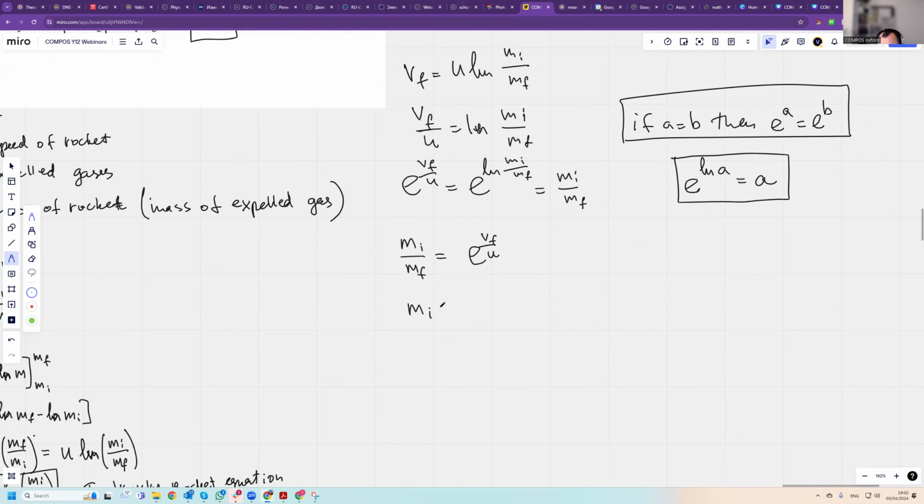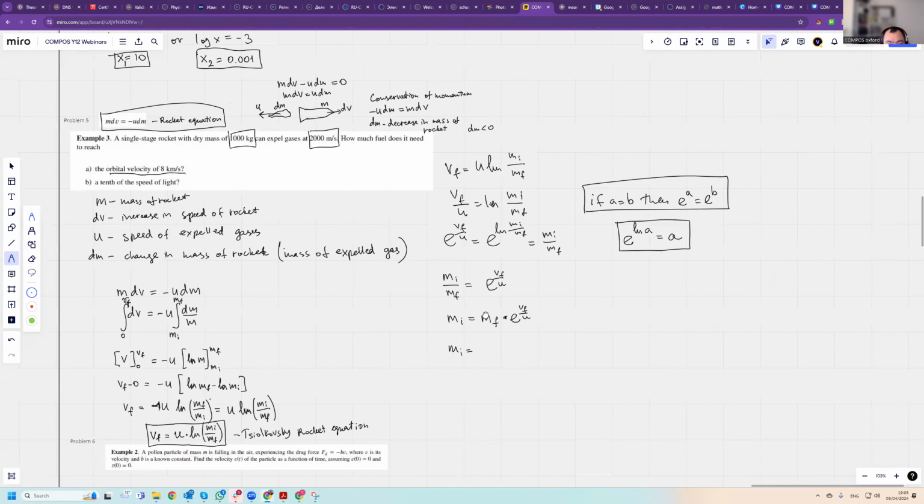So the initial mass of the rocket is the final mass of the rocket multiplied by e to the power vf over u. The initial mass of the rocket is the final mass plus the mass of fuel. Right? That makes sense, I hope. The final mass is the dry mass. Dry mass is 1,000 kilograms.